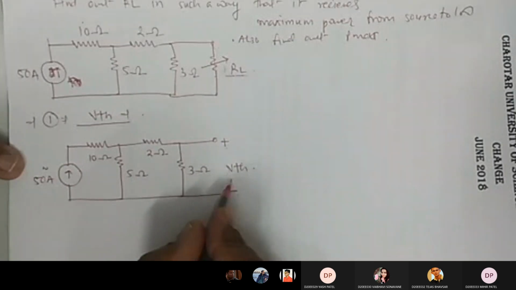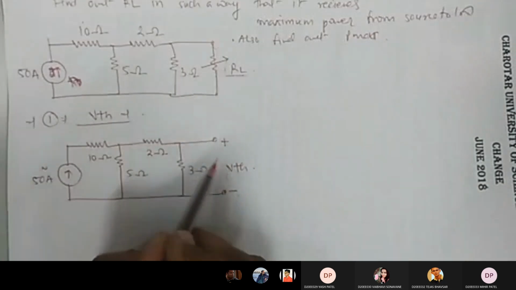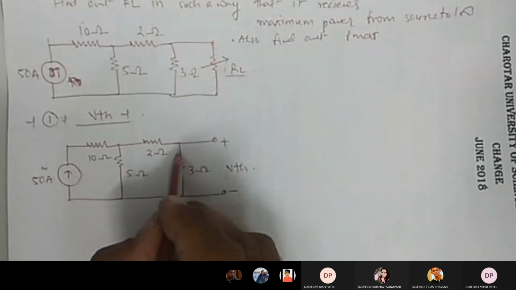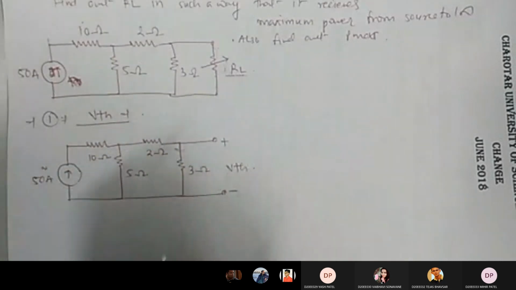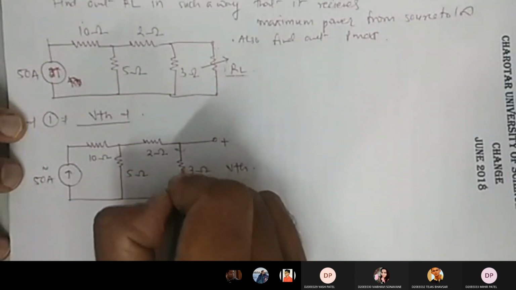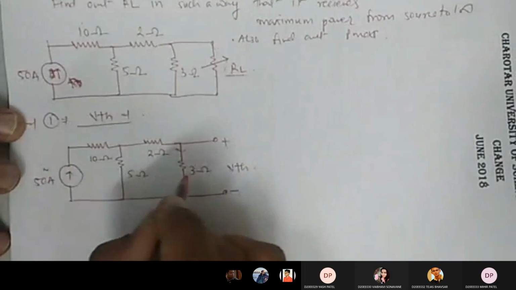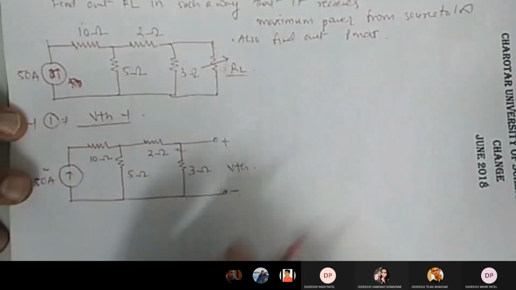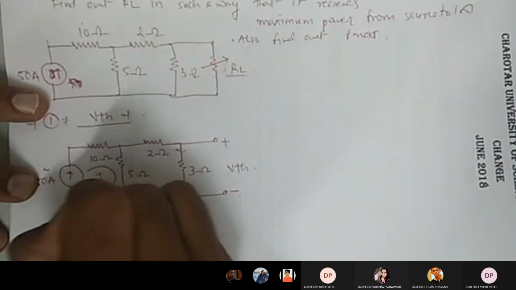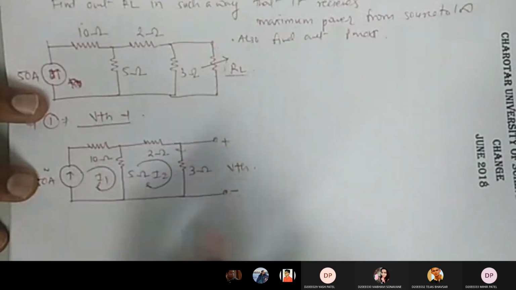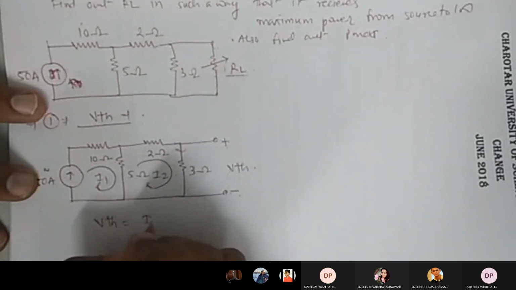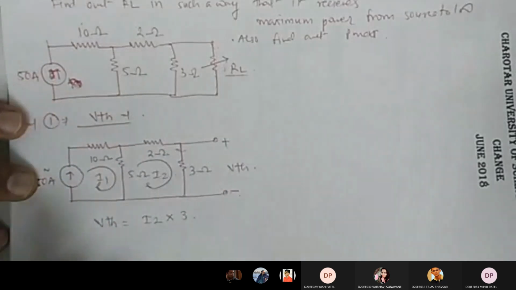We want to find out VTH. VTH is the voltage available at this point. VTH is nothing but the voltage across this 3 ohm resistance. So if I am able to find the current through this 3 ohm, I will get VTH, because it's a parallel circuit. So this will be your I1 current and this will be your I2 current. So your VTH is equal to I2 into 3.